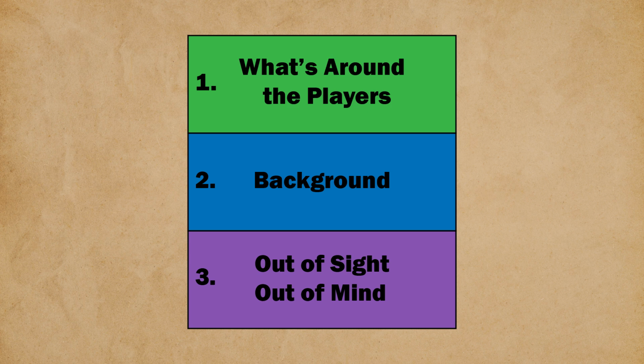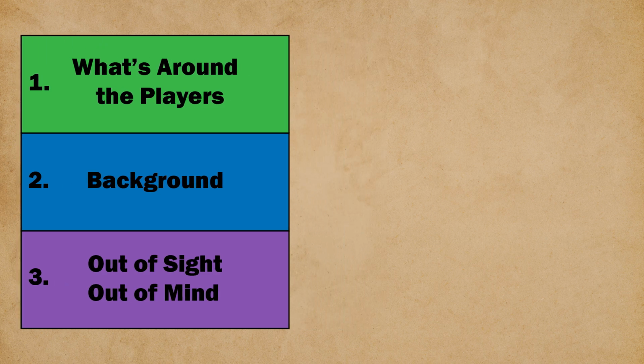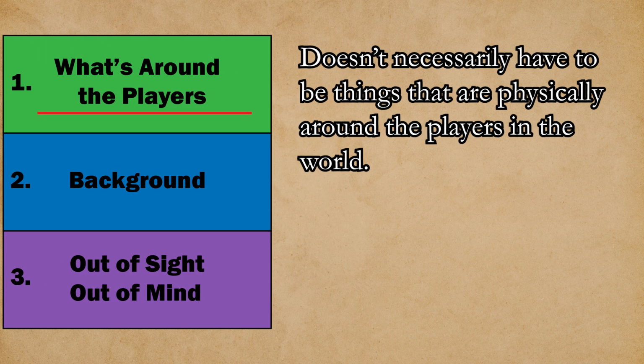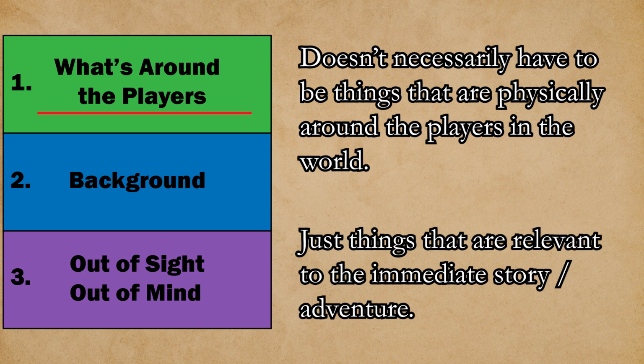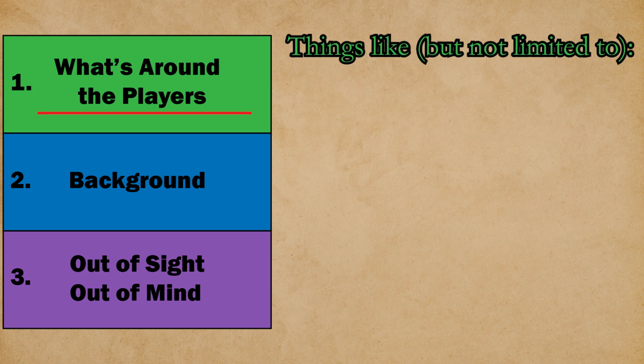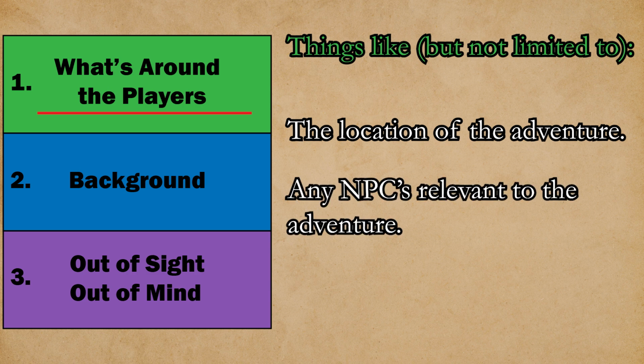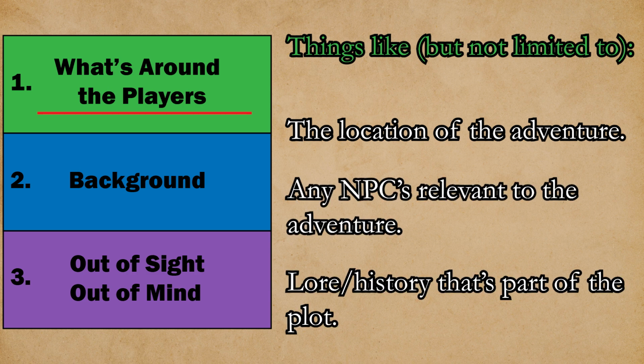This is a priority system that I usually try to loosely follow when I'm doing any kind of D&D world building. For me, the top priority is what's around the players. This doesn't necessarily mean things that are physically around them within the world, but rather things that are relevant to the immediate story or adventure. This would consist of things like, but not limited to, the area the adventure is taking place in, any NPCs relevant to that adventure, maybe even lore or history that's part of the plot.